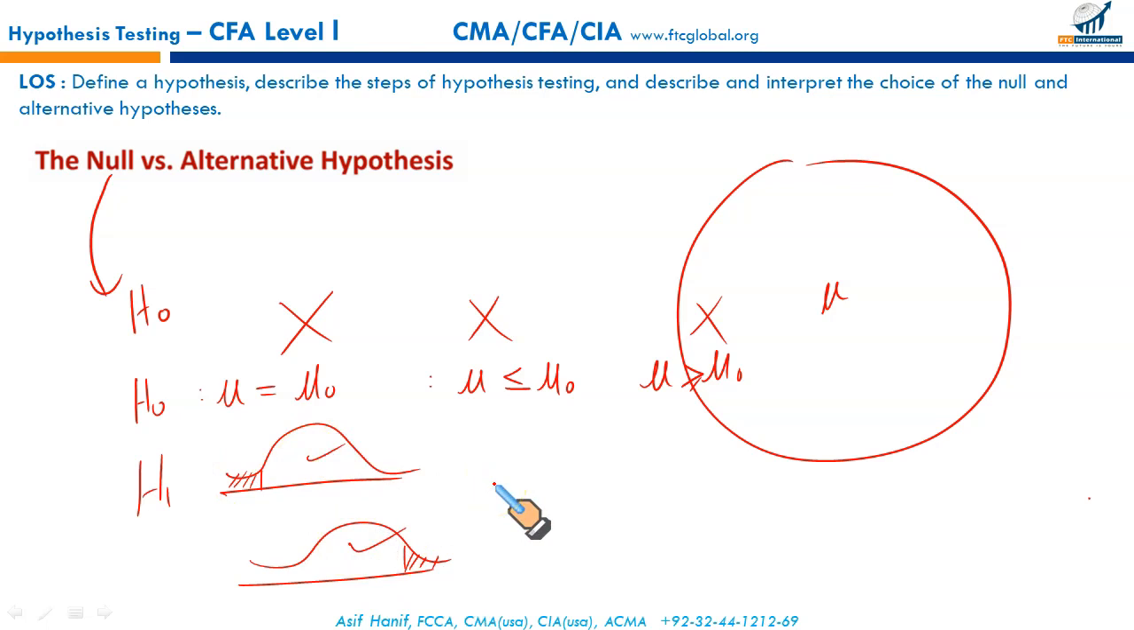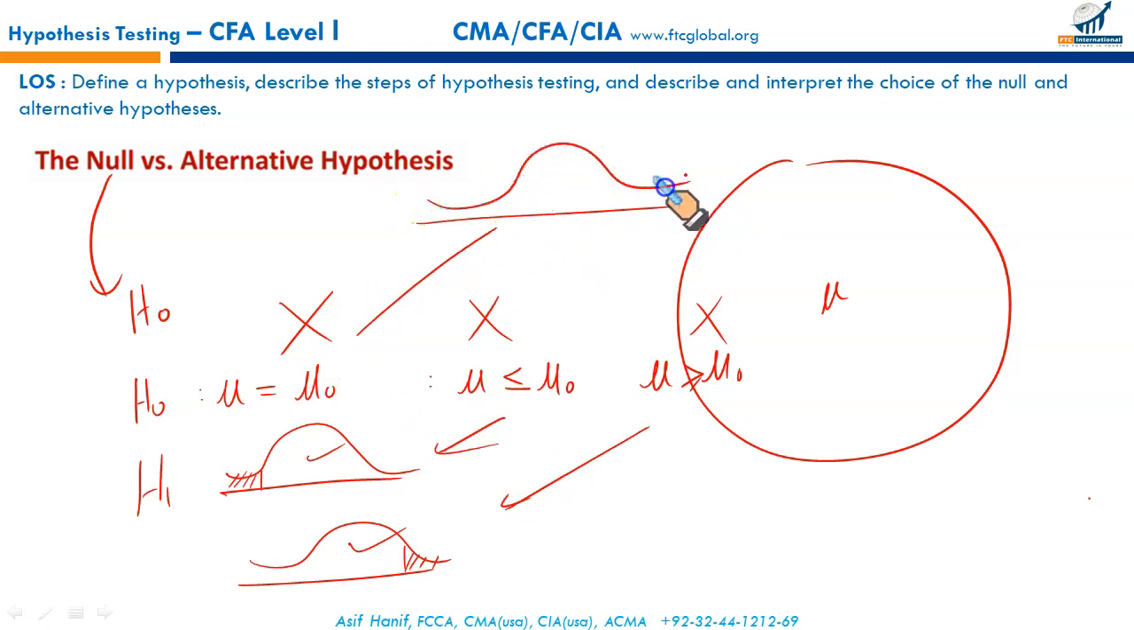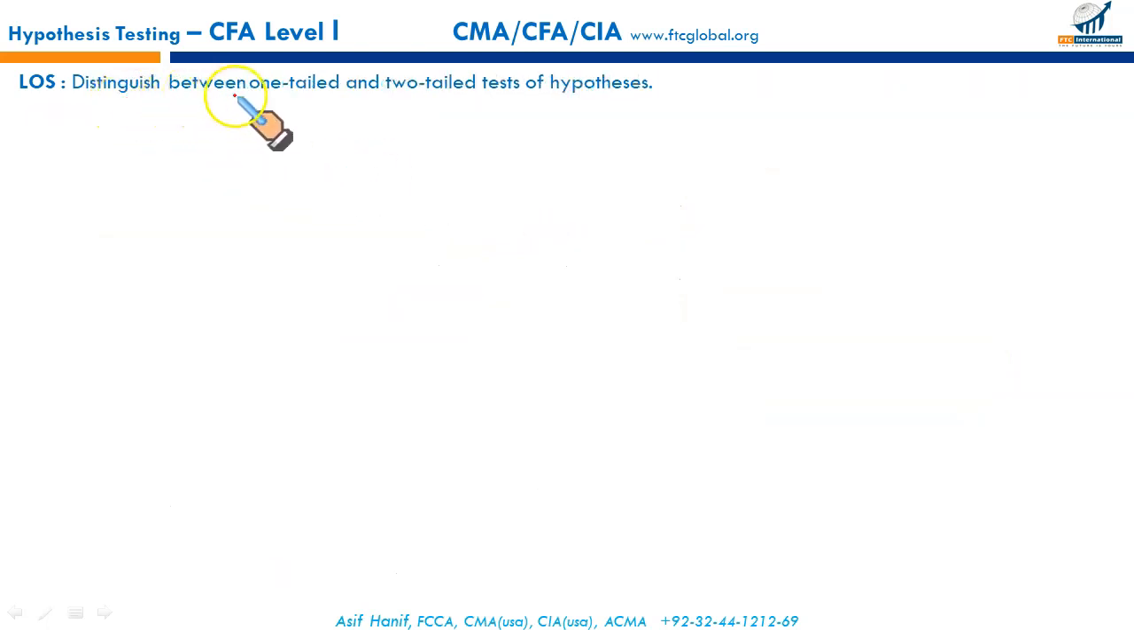But a two-tail test, represented somewhere in this form, considers the possibility of change in either direction, left or right. It looks for a statistical relationship in both the positive and the negative direction of the distribution. So we have distinguished between one-tailed and two-tailed tests of the hypothesis in the previous learning outcome statement. Let us jump to the next one.